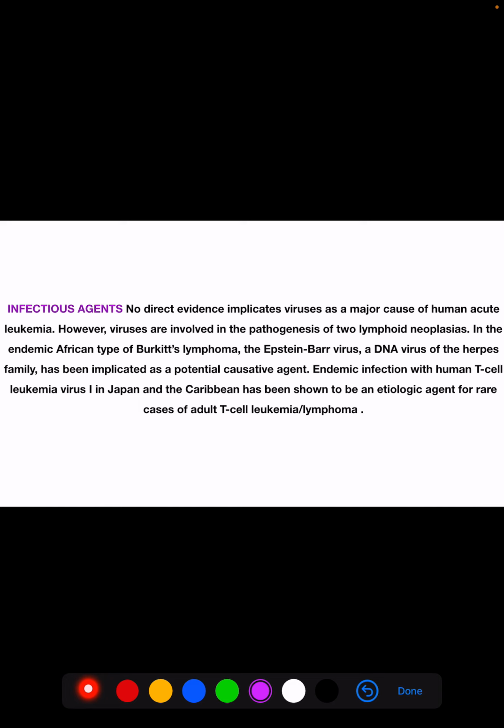Infectious agents. No direct evidence implicates viruses as a major cause of human acute leukemia. There is no direct evidence that a virus is a cause of acute leukemia. But viruses are involved in the pathogenesis of two lymphoid neoplasias.